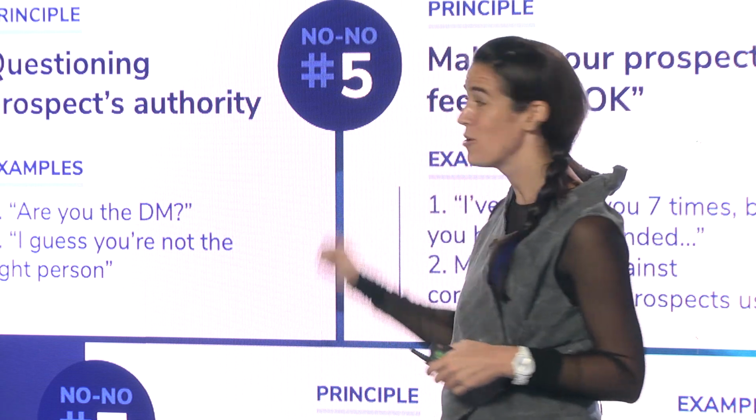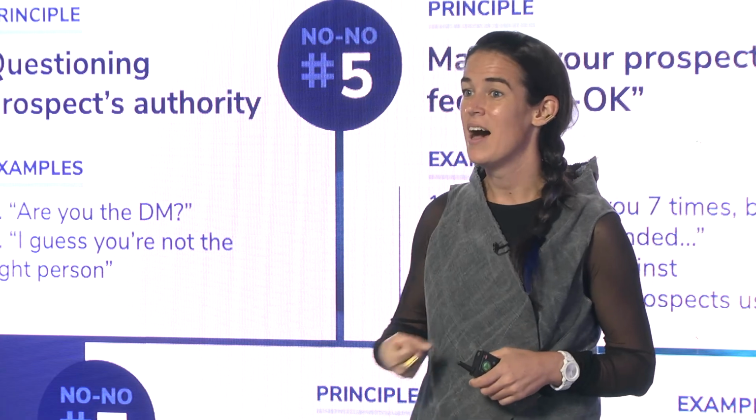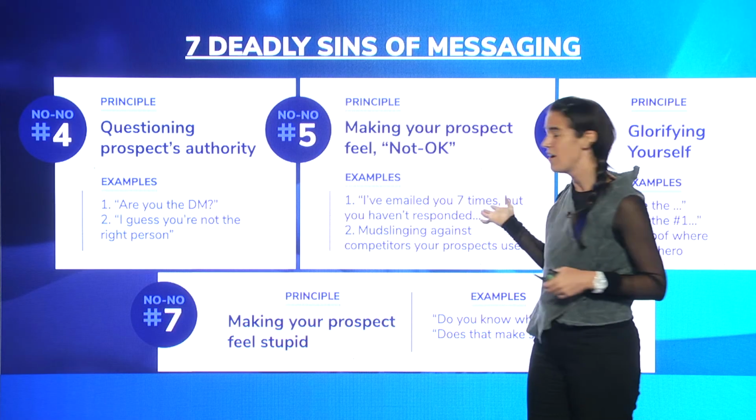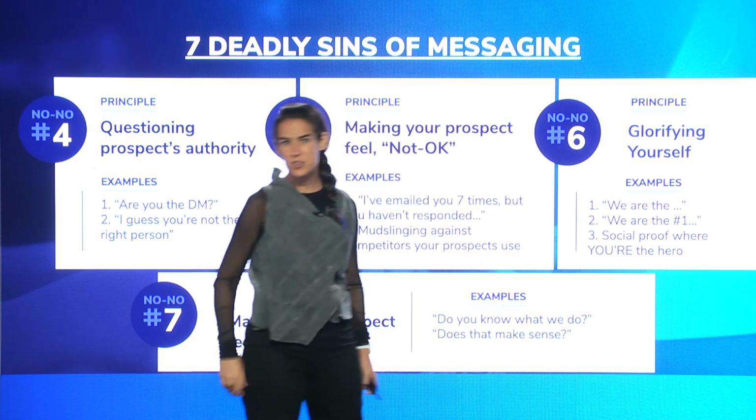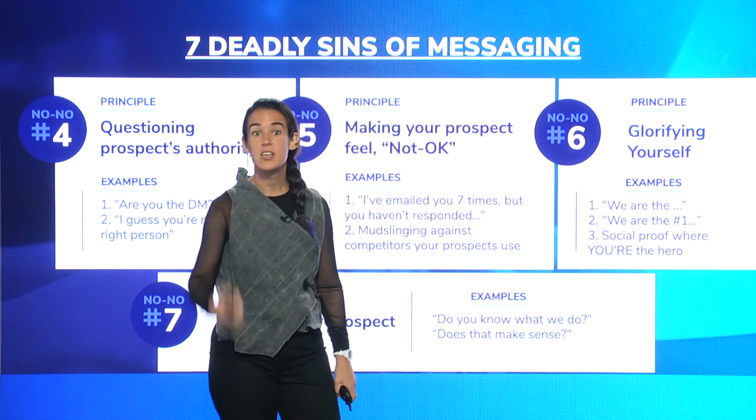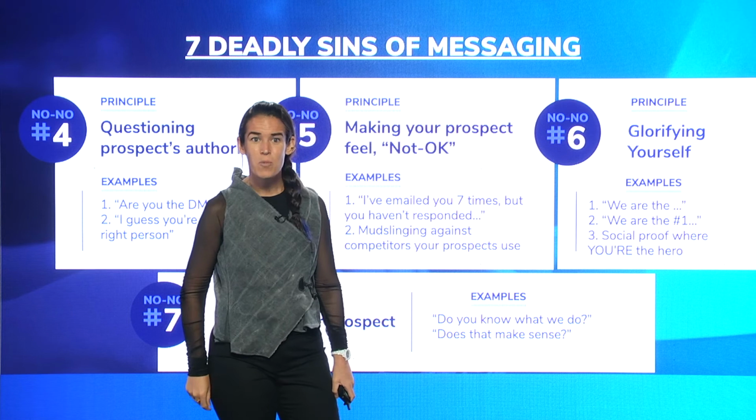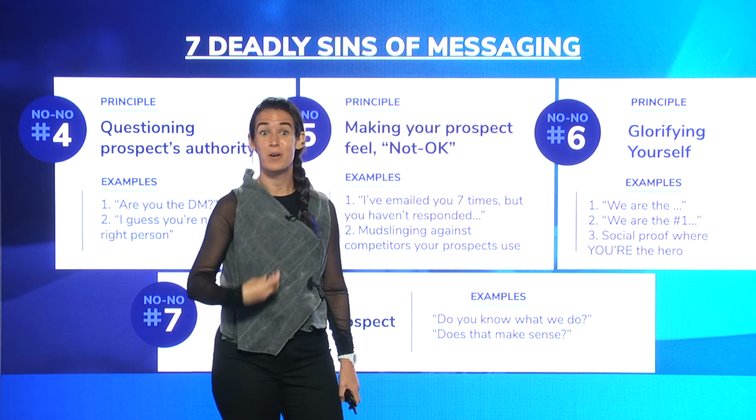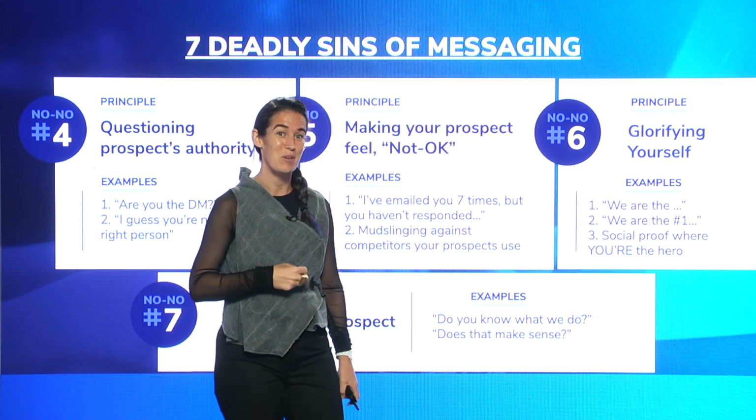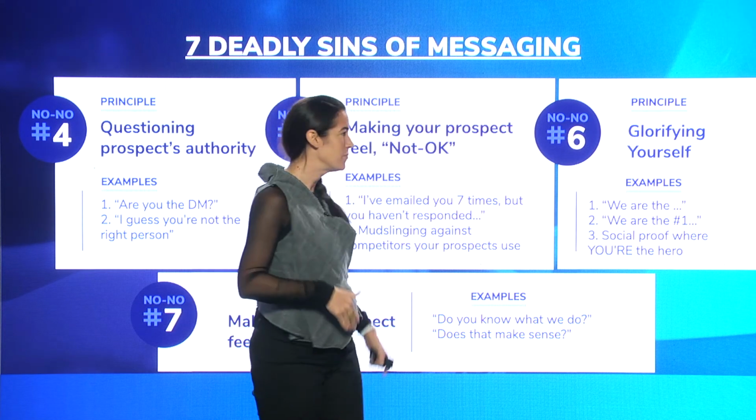Number 5, making your prospect feel not okay. A couple of examples I've put here: telling them, I've emailed you 7 times. I left you a voicemail. Did you get it? I sent you over something. Did you get it? Where you're basically blaming your prospect for something, and inherently makes them not want to respond because they feel like they've done something wrong and you're guilting them into something.